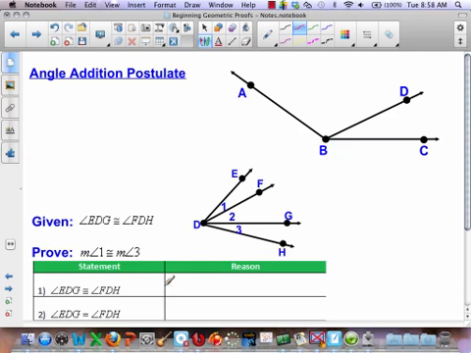Angle addition. What does that mean? It's the same thing but with angles. Yeah, so adding up the parts to get the whole. If I wanted to add up my two parts here, I'd have angle ABD plus angle DBC, and that would equal angle ABC. So the sum of the parts equals the whole.